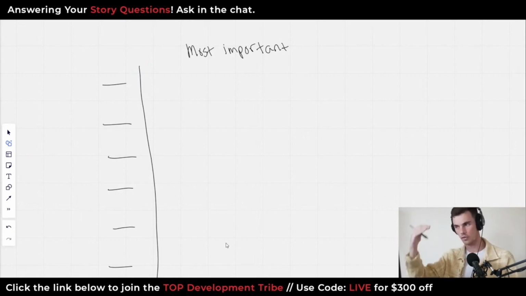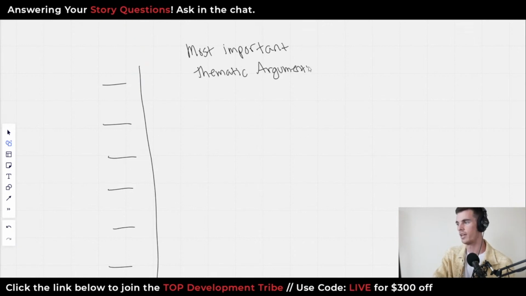So we want to, first off, understand that the framework is helping you understand the most important part of your story to the least important. So the most important piece you're doing is the thematic argument, right? What does that mean? It means the thesis statement of your story. It means this is what my story is about, right? It's a thesis statement.